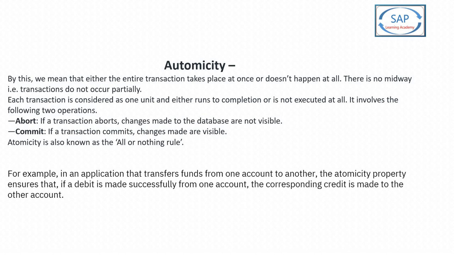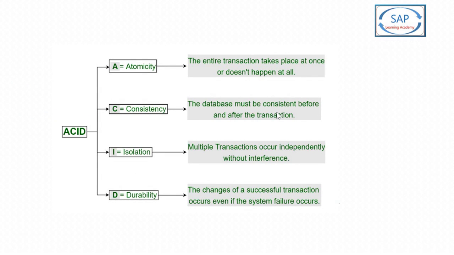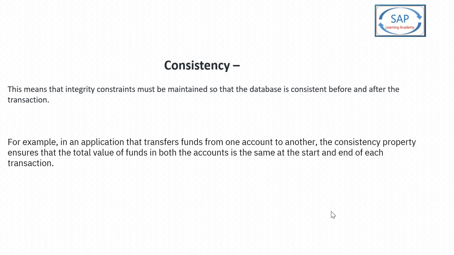Now coming to the next property, that is consistency. The database must be consistent before and after the transaction. So it's all about consistency. This means that the integrity constraints must be maintained so that the database is consistent before and after the transaction. For example, in an application that transfers funds from one account to another, the consistency property ensures that the total value of funds in both accounts is the same at the start and at the end of the transaction.